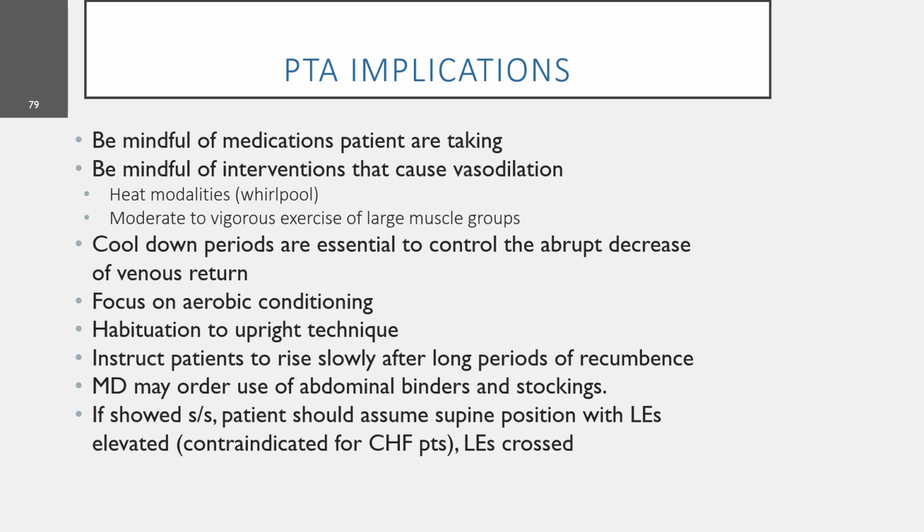PTA implications involve being mindful of medications patients are taking, and being mindful of interventions that cause vasodilation. Cool down periods are essential to control the abrupt decrease in venous return. Focus on aerobic conditioning, habituation to upright technique, and instruct patients to rise slowly after long periods of recumbence. The doctor may order the use of abdominal binders and stockings. If the patient shows signs and symptoms, they should assume a supine position with lower extremities elevated, unless contraindicated.